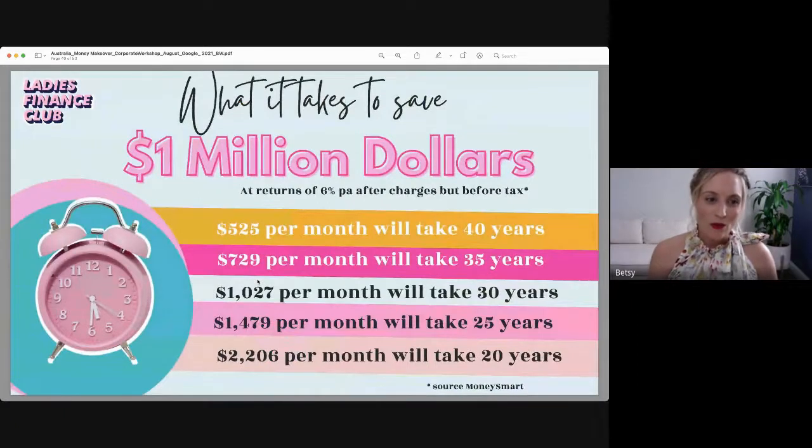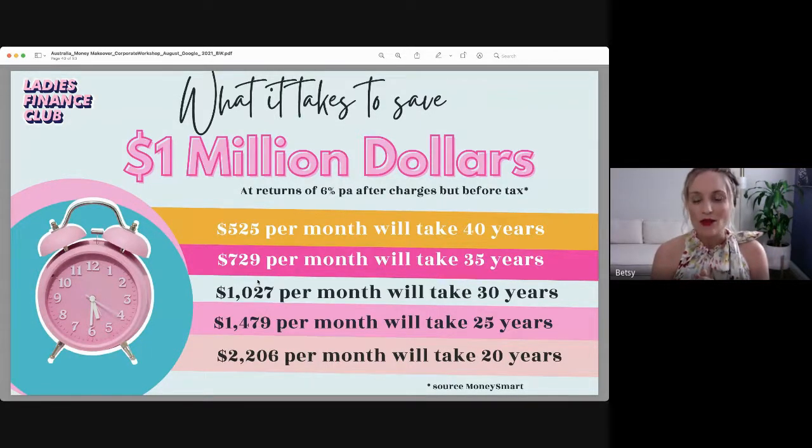So, would you like $1 million? I'm going to assume yes. What do you need to be investing today in order to have $1 million in the future? We're going to assume that you're investing in something that returns at least 6% per annum as an income. So if you were, say, 20 years old today and you want to have $1 million by the time you hit 60, then you need to be investing $525 a month. I'm just using this 20-year-old example for easy math for me.